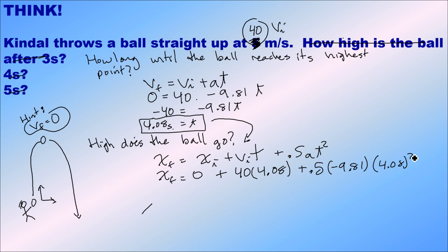So follow the order of operations. You should do exponents first. So we do this piece first. And I get 4.08 times 4.08, and that gives me 16.6464. I'll multiply that times 0.5 and times 9.81, of course a negative 9.81. And that gives me this piece is minus 81.65. Then I have 40 times 4.08, and that gives me 163.2. And then I'll subtract that 81.